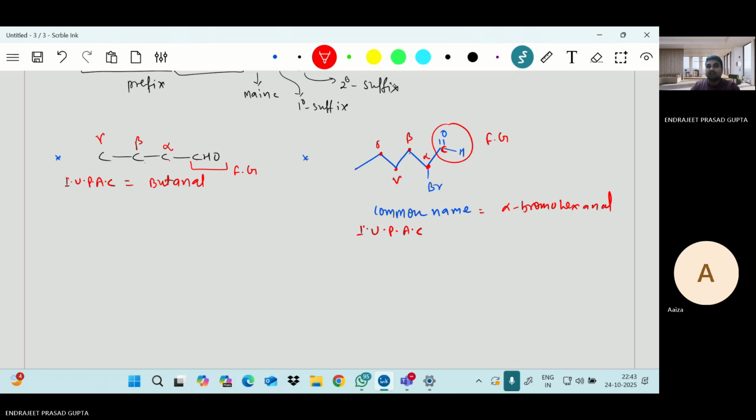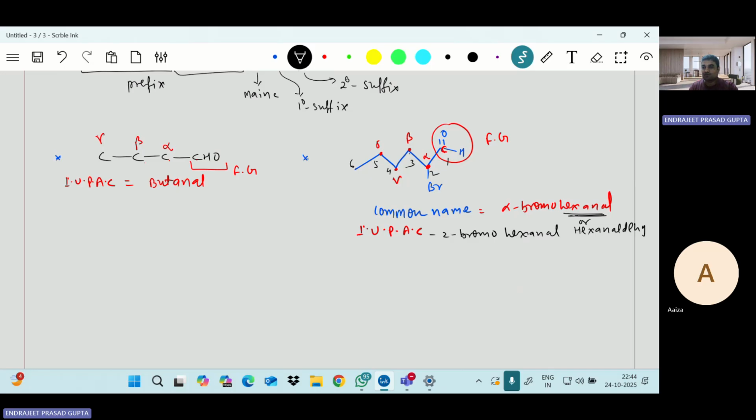In case of IUPAC, you can use the 1, 2, 3. So 1, 2, 3, 4, 5, 6. So you can write here 2 bromo hexanal. Also you can write hexane aldehyde in common nomenclature, alpha bromo hexane aldehyde.